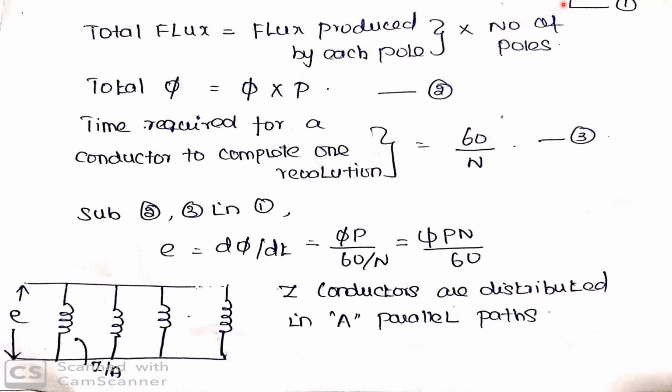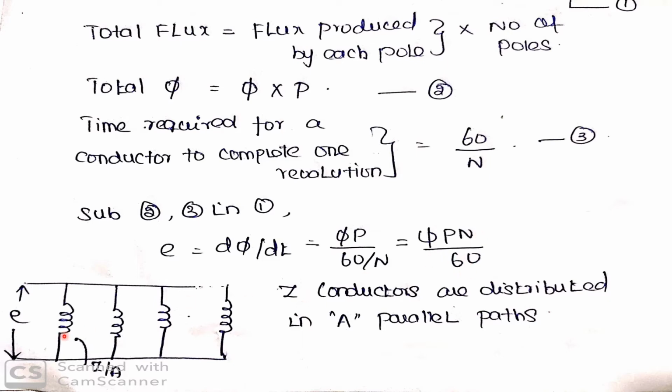Equation 1 is E equals dΦ/dt. The total flux Φ is P into φ, where φ is the flux produced by each pole and P is the number of poles, divided by the time required to complete one revolution, that is 60 divided by N. Substituting, we get φPN divided by 60. So the EMF induced in the conductor is equivalent to φPN divided by 60.